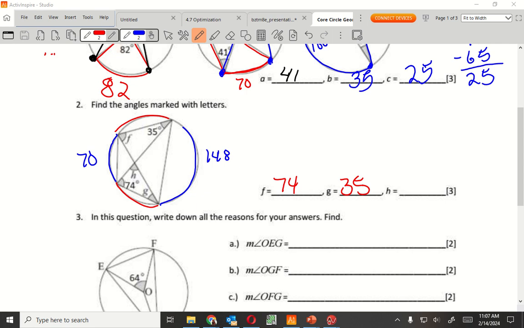But if you notice right here in red, I don't have all the circle, right? But do I have everything else? Yeah. I have everything else. So I know that the whole circle has to add up to what? 360. The whole circle adds up to 360. So what I'm going to do is find the red just by subtracting it. So it's going to be 360 minus my 70 minus my 148.